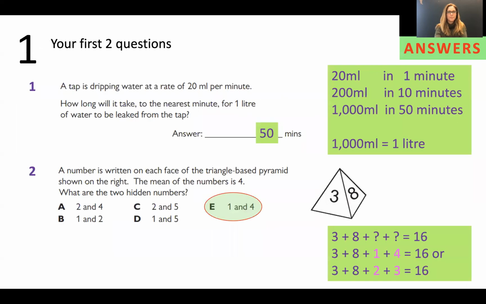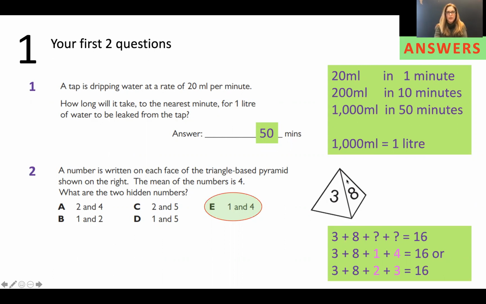First one. Okay, so if we've got a tap dripping at a rate of 20 millilitres per minute, you can build it up like this until you get to 1 litre, which is 1,000 millilitres, and you can see that for 1,000 millilitres, it's going to take us 50 minutes. So the answer is 50 minutes. Alternatively, you can convert this 1 litre into 1,000 and divide by 20, and that will give you your time of 50 minutes as well.